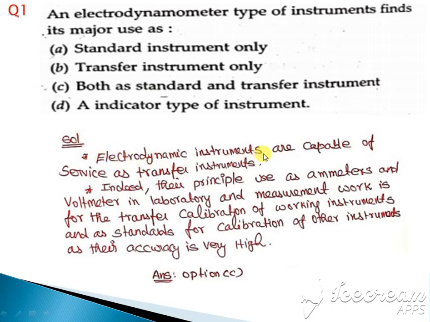Electrodynamic instruments are capable of serving as transfer instruments. Indeed, their principal use as ammeter and voltmeter in laboratory and measurement work is for transfer calibration of working instruments, and as a standard for calibration of other instruments, as their accuracy is very high. In short, due to higher accuracy compared to other types of instrument, electrodynamometer type instruments are used as transfer type instruments and as standard instruments. So the correct answer is option C.